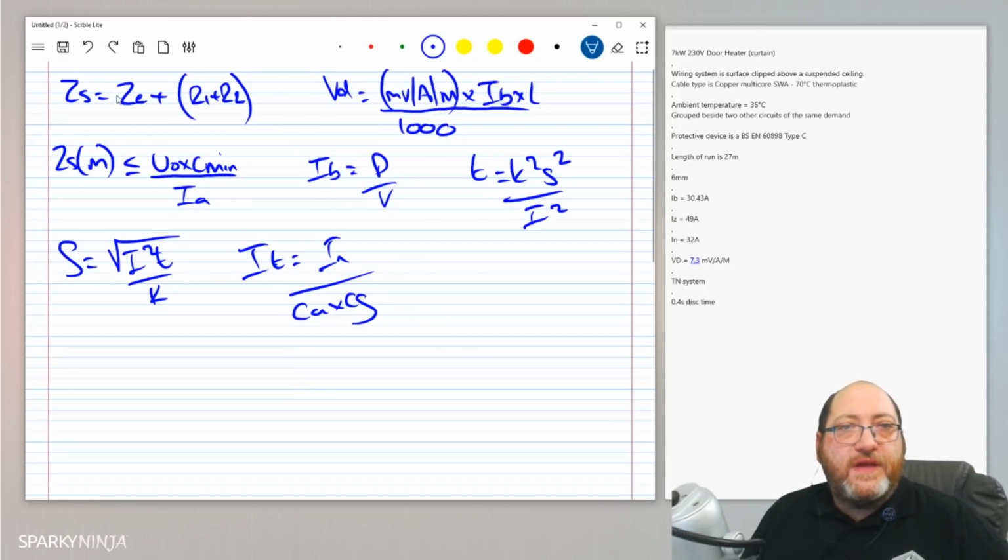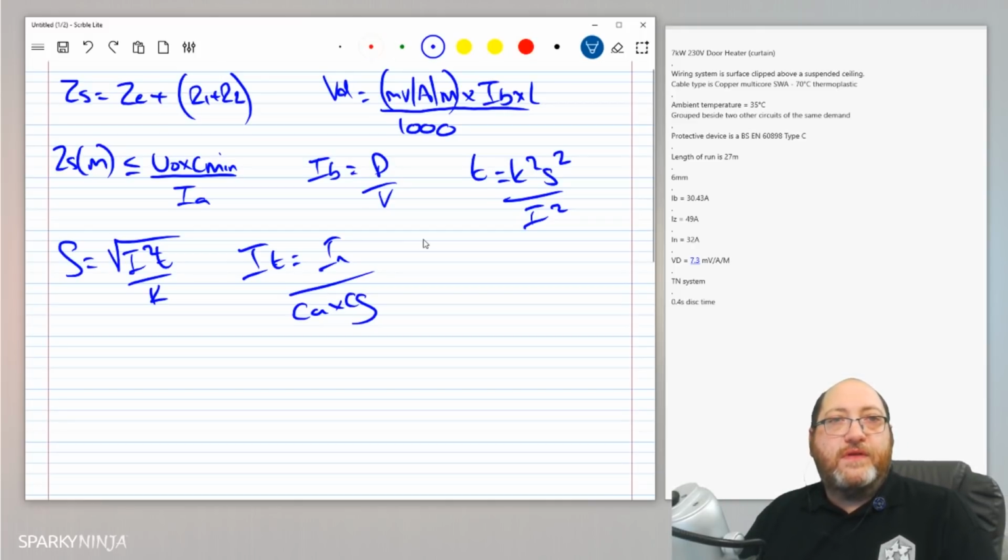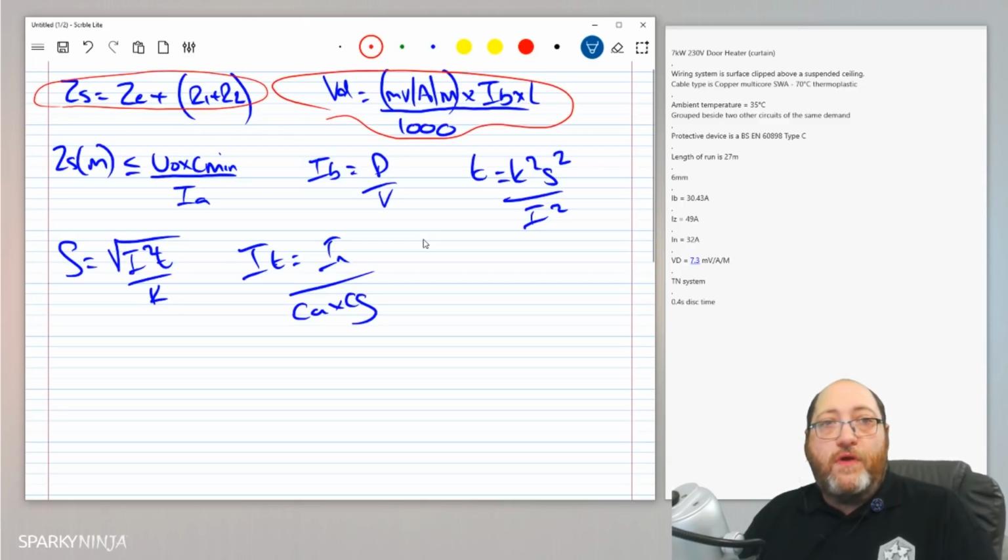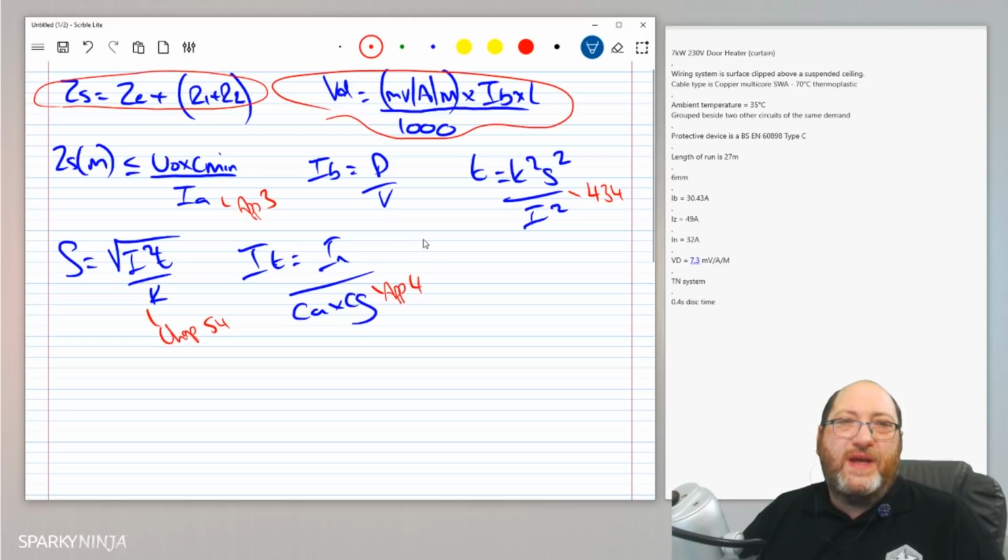Okay, this isn't in the regs. Let me just, this one, it's not in the regs book. This one, it's not in the regs book. Okay, this is 434. This is Appendix 3. This is Chapter 54. This is Appendix 4. This is part of Appendix 4, but isn't really written down in any useful way.